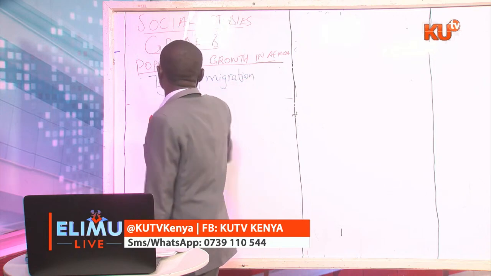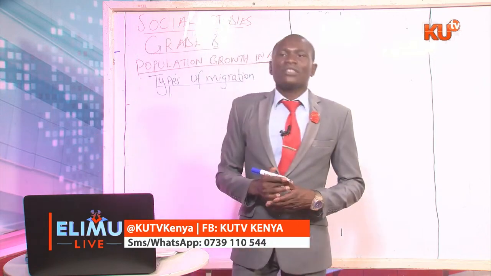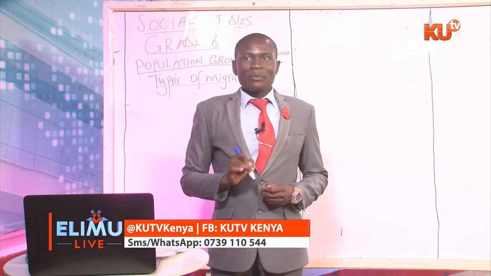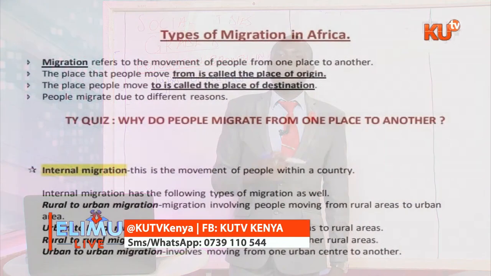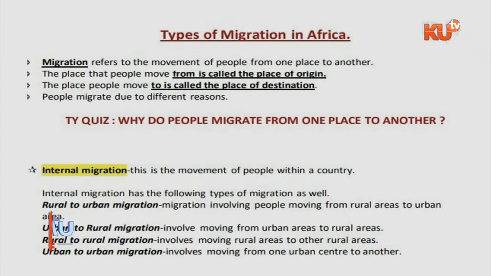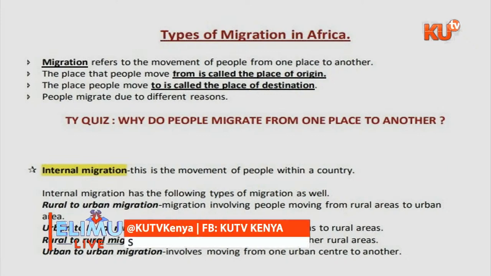Types of migration. Now, what is migration? Migration is the movement of people from one place to another. And the place that people move from is called the place of origin, where they are coming from. And where they are going to is called the place of destination. There is a TY quiz on your screen. Why do people migrate from one place to another?